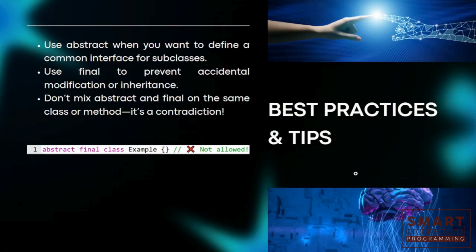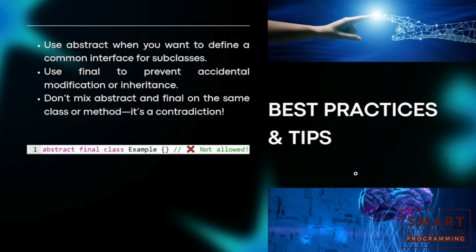Some of the best practices and tips you might want to keep in mind when using these two keywords. Use abstract when you want to define a common interface for subclasses. You have multiple subclasses, but you want to have a common root between those subclasses because they have a lot of commonality between them. But you don't want that common root to be accessible or used directly by other people. So that's when the abstract keyword is used.